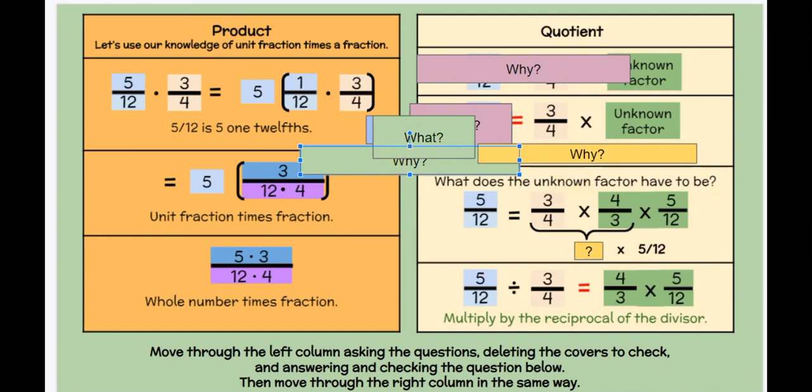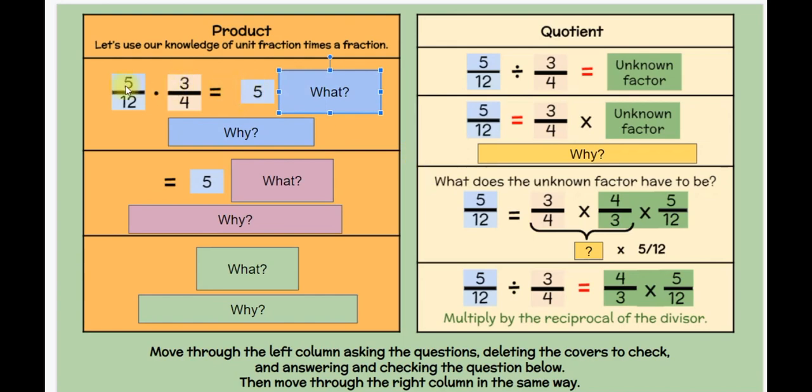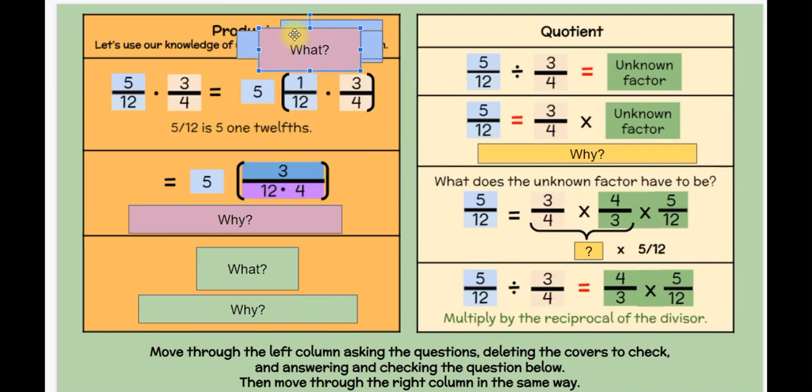What I just did was go through the statements, and that's all our students would be doing together. So the student would say, read it with me, 5/12 times 3/4 equals 5 times what? Think about it. Class, and they'll start picking it up. 5 times 1/12 times 3/4. Why? Because it's 5 groups of 1/12. Notice I say why; that would be the student leader or the teacher. Then the class would say because 5/12 is 5 1/12, which is the same as 5 times what? And students would say 5 times 3/12 times 4. Why? Because we're taking a unit fraction times a fraction.